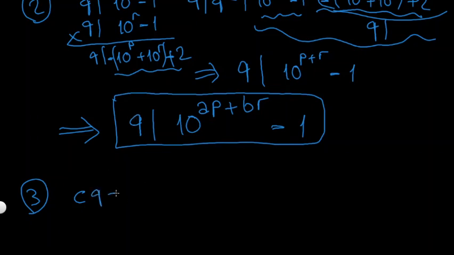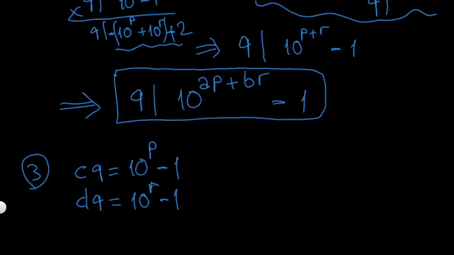that c times q will be equal to 10^p - 1. There will be a c, an integer, and also there will be an integer d, such that d times q will be equal to 10^r - 1. This is because q divides 10^p - 1 and q divides 10^r - 1.